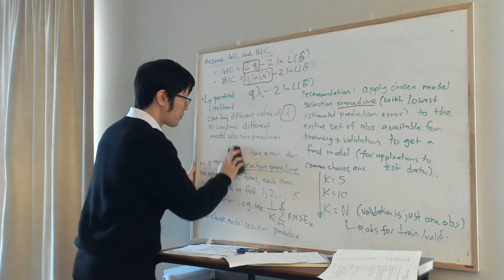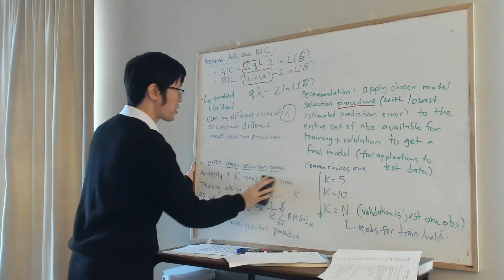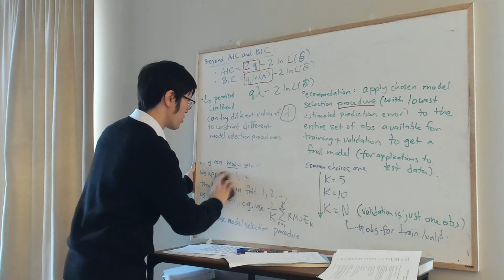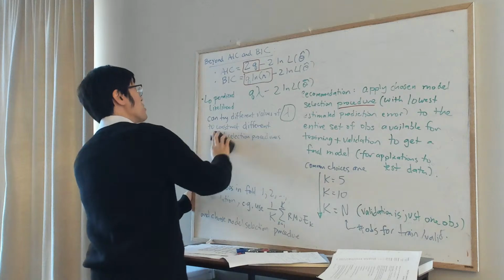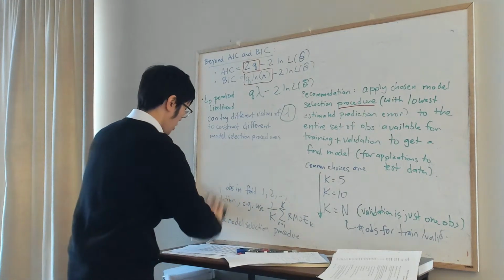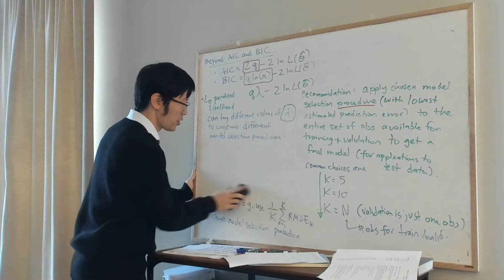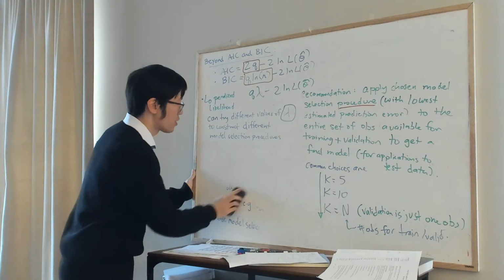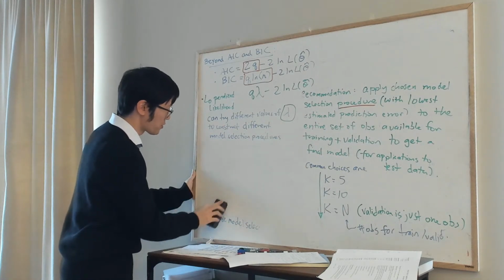Okay, so that gives us a few more things in our toolbox that we can use for testing different model selection procedures. So that's the first extension: we can modify AIC and BIC to use an arbitrary L0 penalty term, and then we can choose the value by using cross-validation.